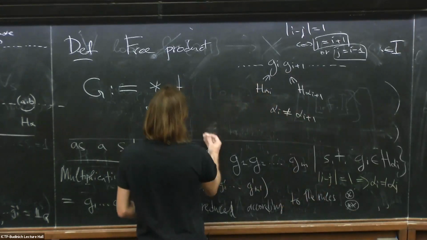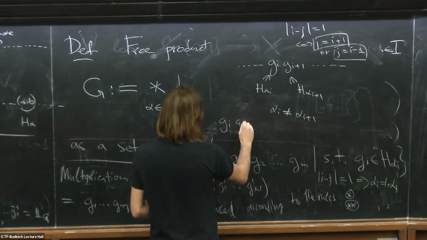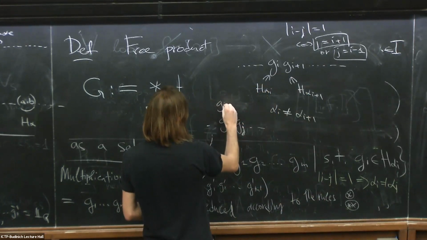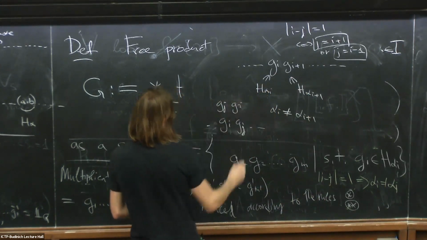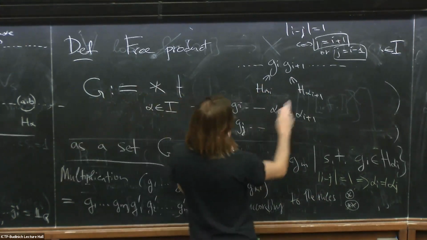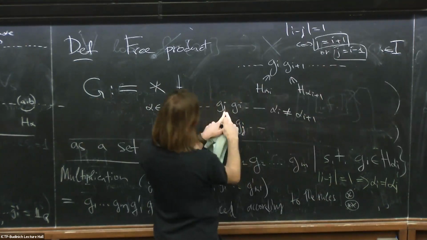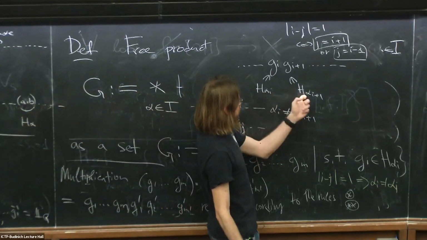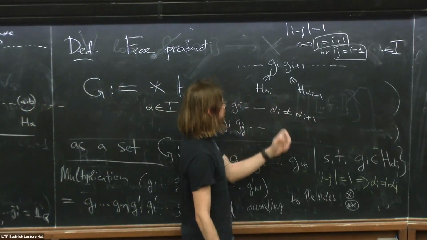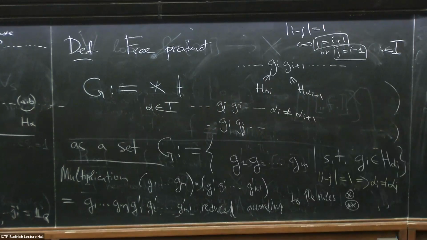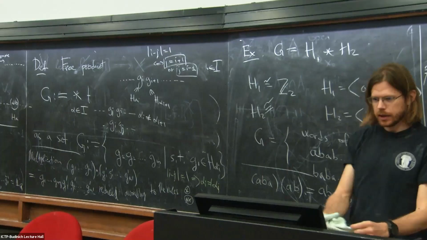So there are two cases. This means that you have either g_i, g_j consecutive elements, or you have g_j, g_i consecutive elements, because either j is i plus 1 or j is i minus 1. Then you have this situation, and the corresponding groups should be different, which is equivalent to saying that the indices which label them should be different. Okay, thank you. Any other questions?